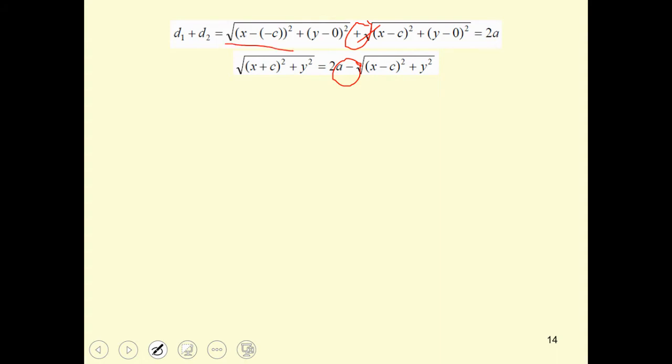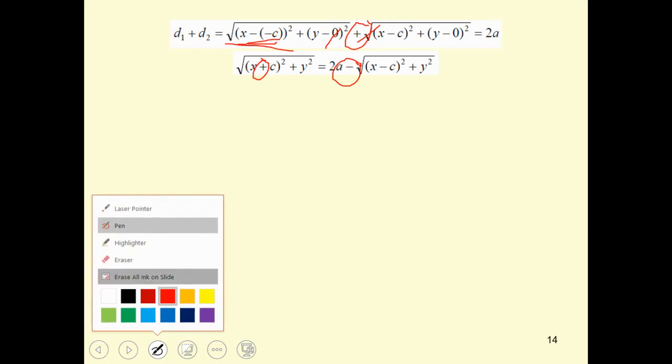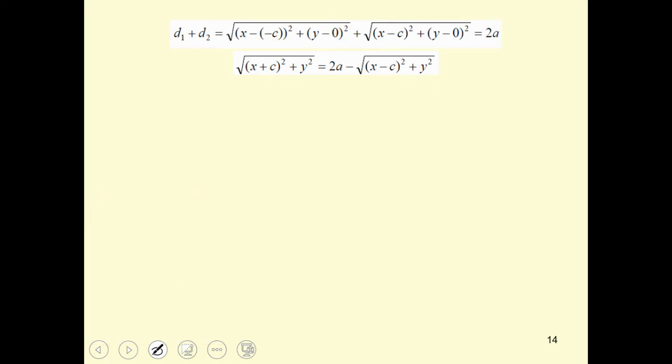What did we simplify? x minus negative c squared. Negative times negative is positive. Okay? Positive c squared plus y squared, since it is zero, the y squared still cancels. On the other hand, this became y squared, and it still cancels.